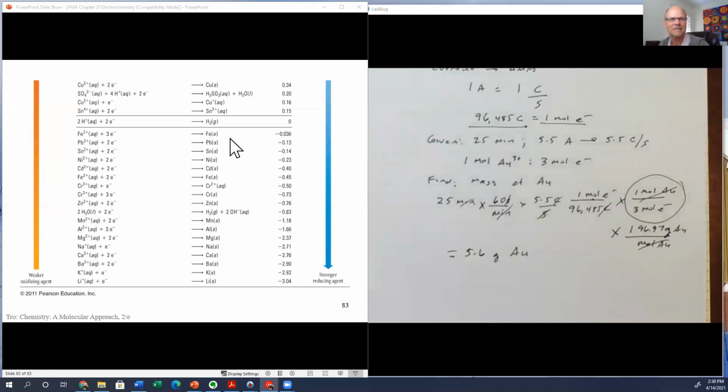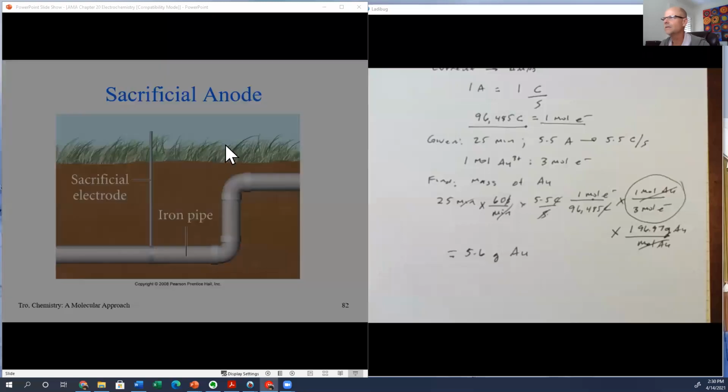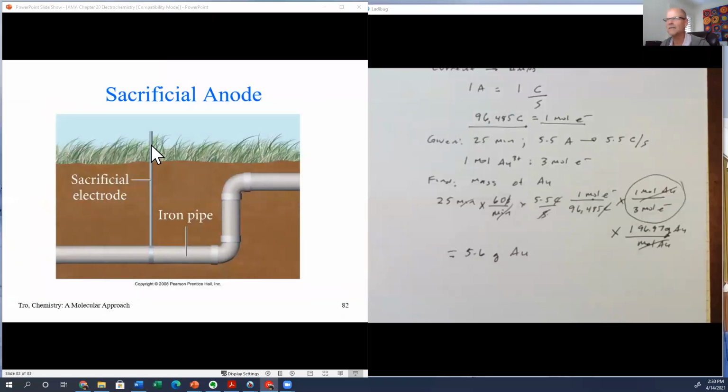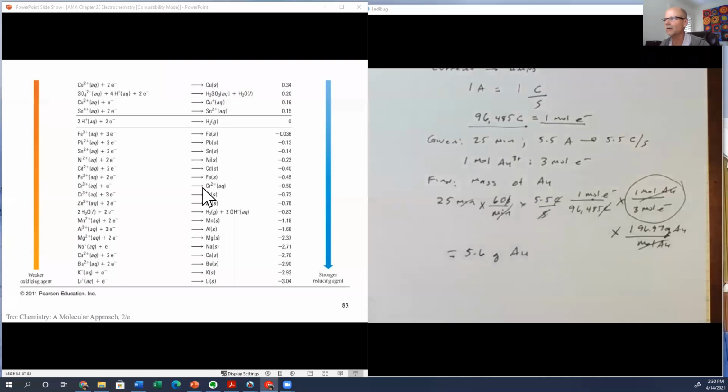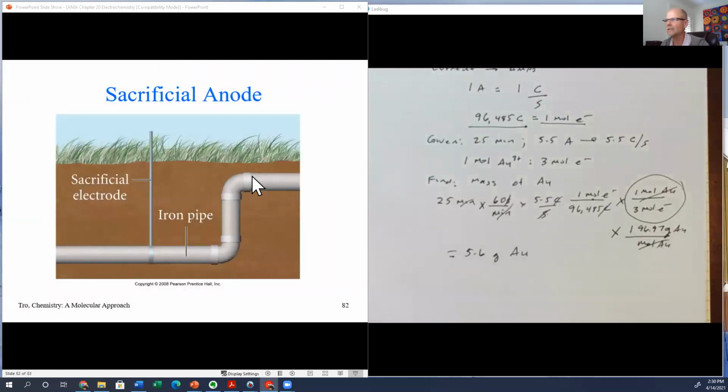Does that make sense? In other words, you have iron and magnesium here. They both want to lose electrons, but who wants to lose the electrons more badly? Magnesium, because it's lower on this list. So magnesium actually loses electrons and causes the reduction of iron and protects this pipe.